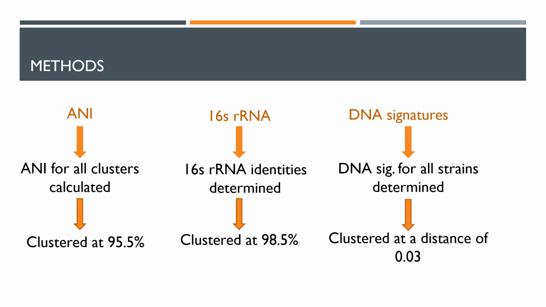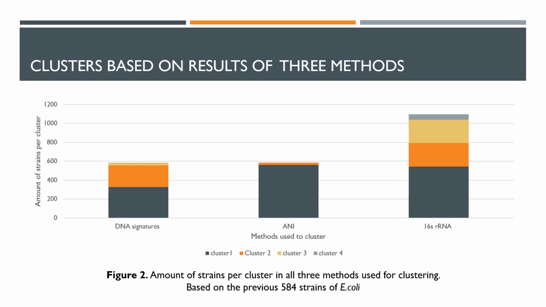584 strains of E. coli, which was the amount of E. coli strains last year in the NCBI database, and I clustered them at a similarity of 95.5%. For my 16S RNAs, I determined all the RNA identities, and then I clustered it at a similarity of 98.5%. And then for my DNA signatures, I determined those again for all the strains, and then clustered it at a distance of 0.03.